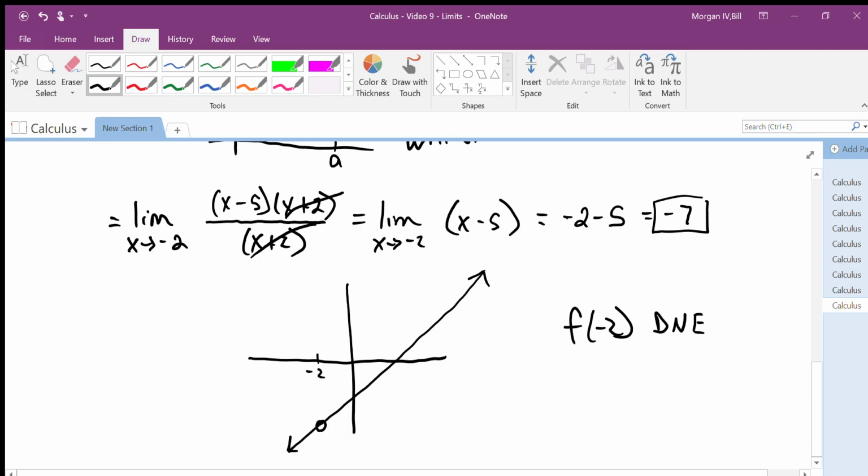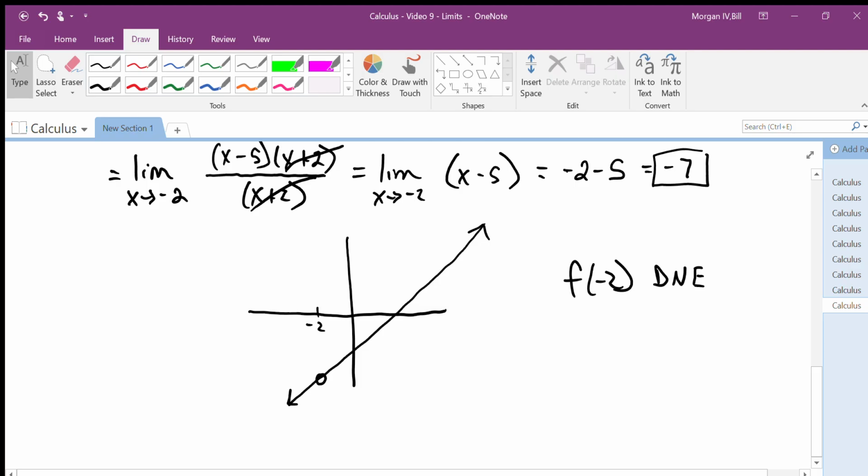If we were to plug in negative 2, we get that 0 over 0. But the limit doesn't care about that. The limit just wants to know what happens from the left and the right as the x value approaches negative 2, both from the left, so coming in this way, and from the right, so coming in this way. We see that the function value approaches the y value of negative 7. Therefore, the limit as x approaches negative 2 of that particular function is negative 7. That would be solving the limit analytically, like we did above.